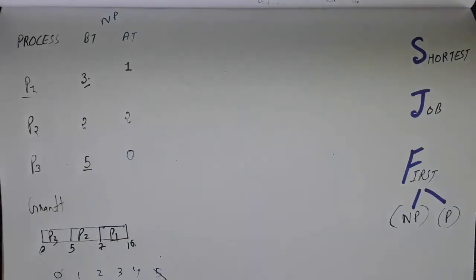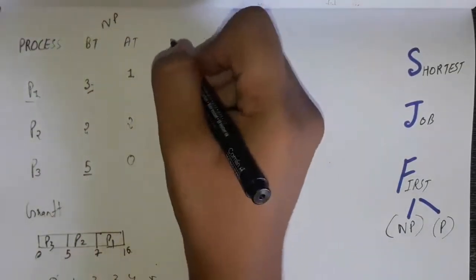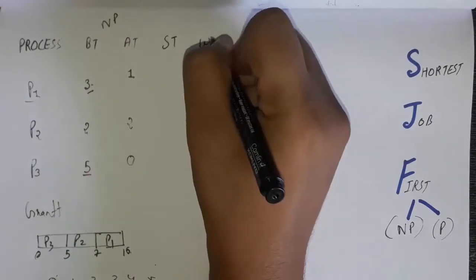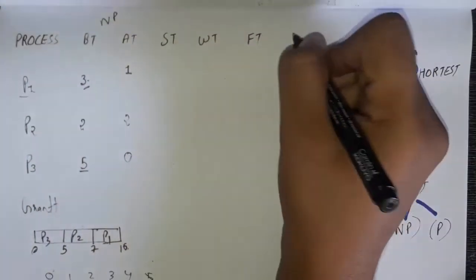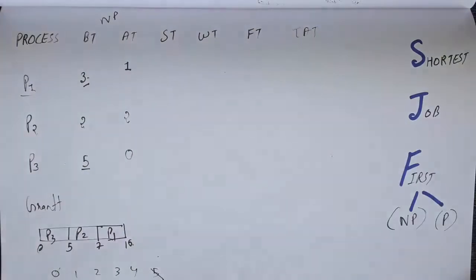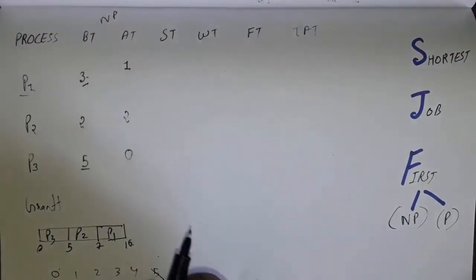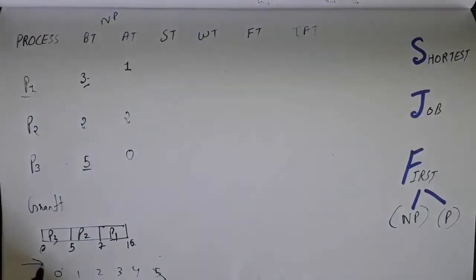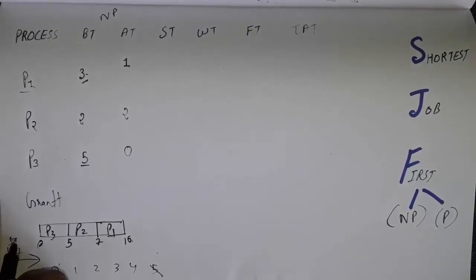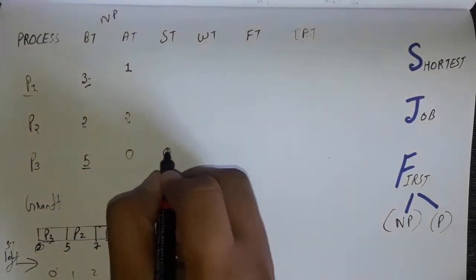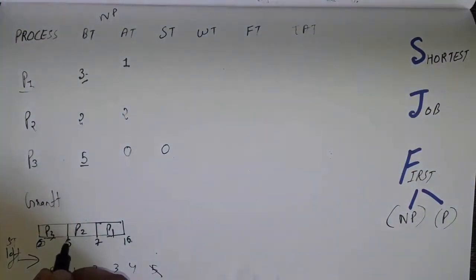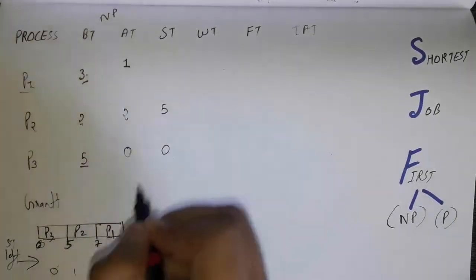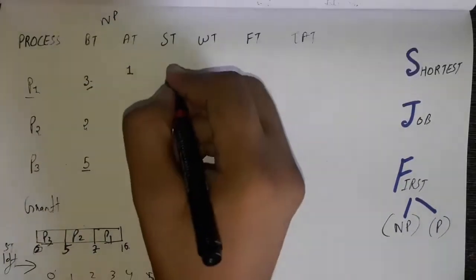Now again you have to find the starting time, waiting time, finish time and turnaround time. For the starting time, as I said in the previous video, if you have not checked it out, go check it out, you always have to look from the left side. So the starting time of P3 is 0, so write 0. Then for the second process P2, the starting time is 5, so write 5. And then the starting time of P1 is 7, so write 7.